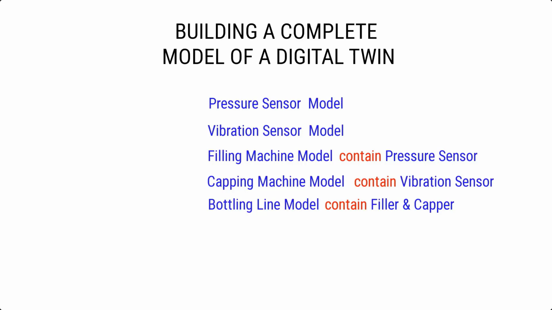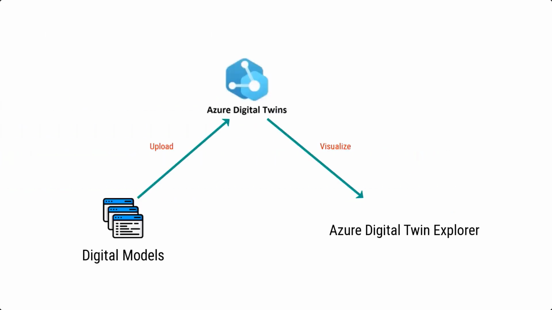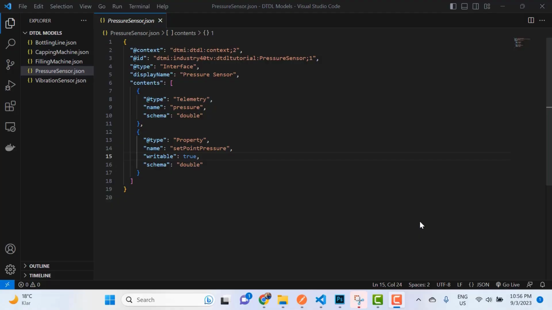Once we've created the models, we're going to use an Azure Digital Twins instance via Azure Digital Twins Explorer to interpret the models. Now, since Azure Digital Twins does not fully support DTDL version 3 at the time of creating this video, we're going to use DTDL version 2 for demonstration purposes. I've gone ahead and created the digital models. Let's take a look at the JSON files.